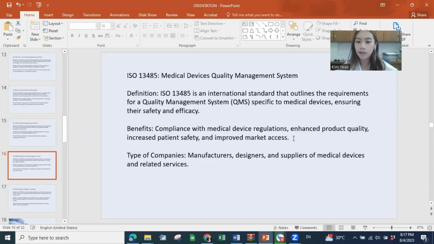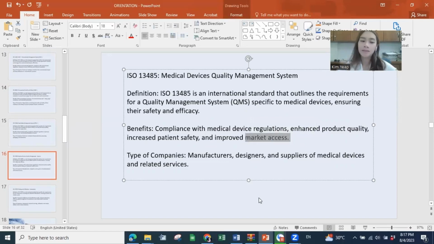So what does it have to do with market access? Market access means after you produce, this medical device needs to be sold in the marketplace, so that the patient can use it. For it to access the market, to be sold to the patient, you need to have 13485.